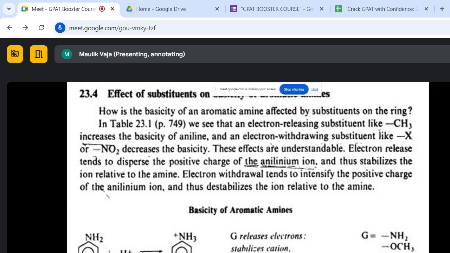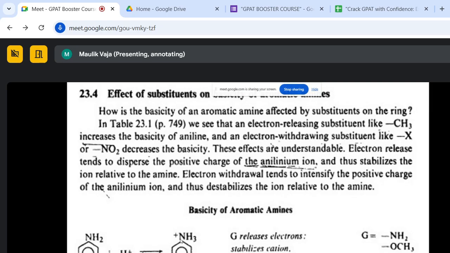It destabilizes this cation, and it decreases the basicity. Okay, so remember this: an electron donating group increases basicity by stabilizing the cation. An electron withdrawing group decreases basicity by destabilizing the cation. Which cation? This NH3 plus cation. As we started with that line, any compound wants to be present in neutral form. No compound likes to be present in cationic or anionic form.